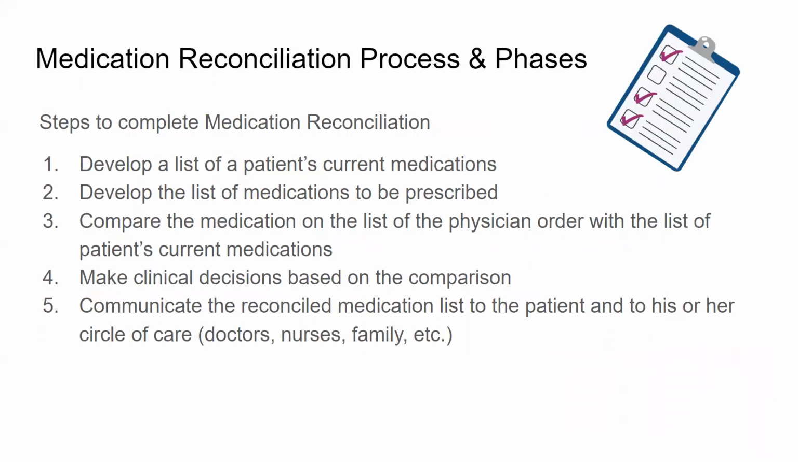So now let's talk about the medication reconciliation process. Generally, you would start by developing a list of a patient's current medications. Then you would develop the list of medications to be prescribed. And then you would compare the medication on the list of the physician order with the list of the patient's current medications. After that, the physician will make clinical decisions based on the comparison. Then lastly, you would communicate the reconciled medication list to the patient and to his or her circle of care, for example, the patient's doctors, nurses, and family members.